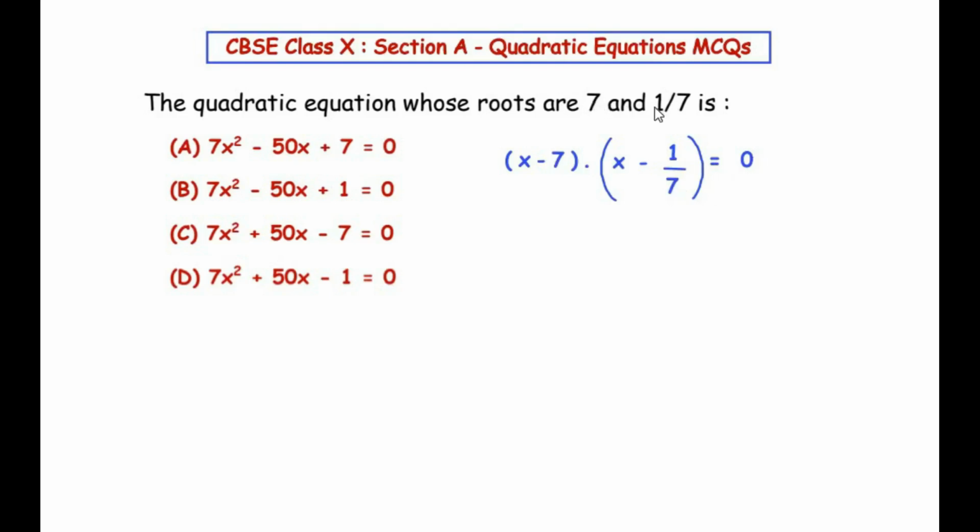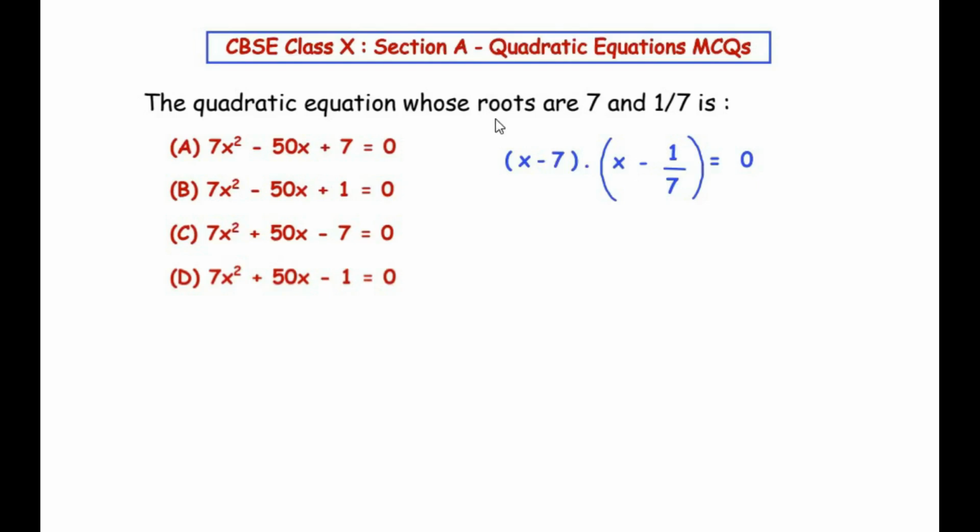Now if the roots are positive, so this is positive 7 and positive 1 over 7, remember that the factors become x minus 7 and x minus 1 over 7. If one of the roots was negative, for example here it was given as negative 7, then in the factor form we would have written x plus 7. Now since both are positive roots, we are going to get negatives in the form of factors.